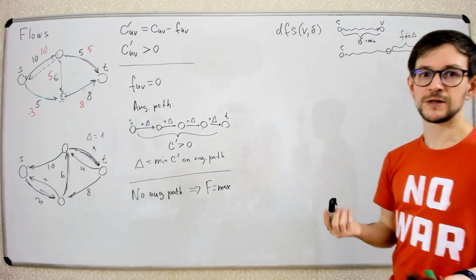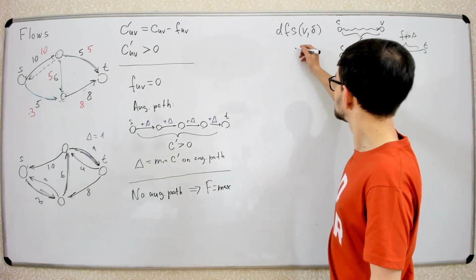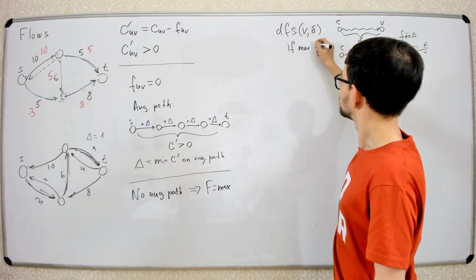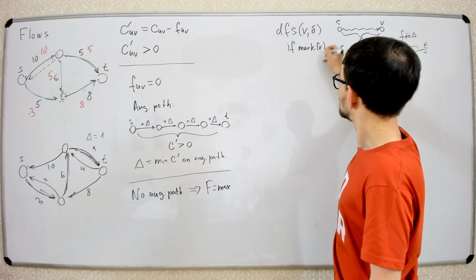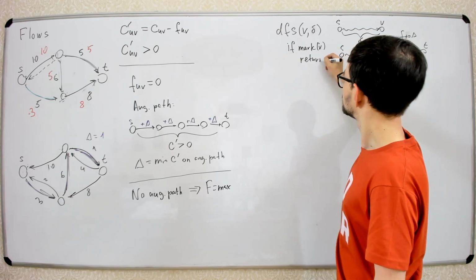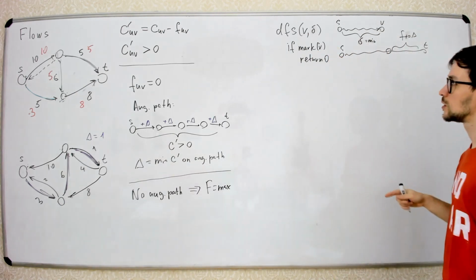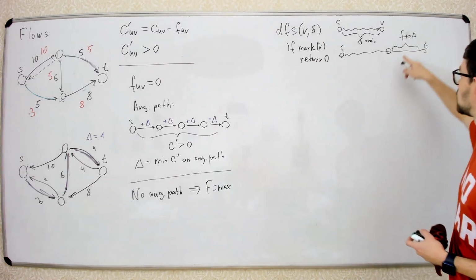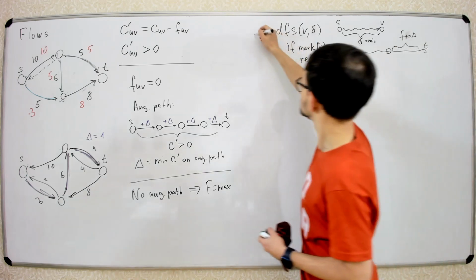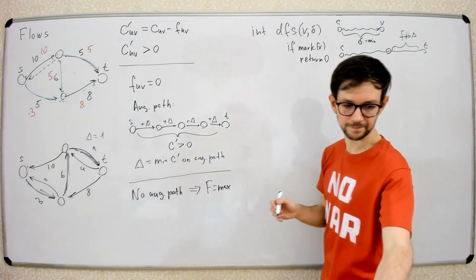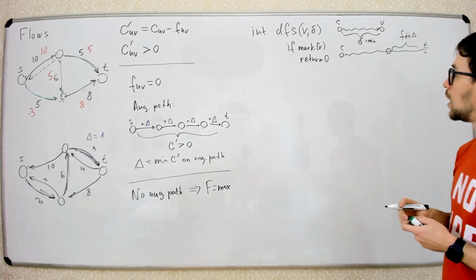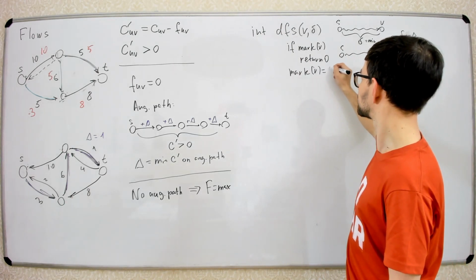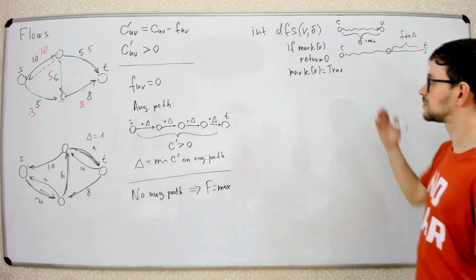Well, let's see. So how to write DFS? You know how to write DFS, right? So we see if it is marked, we return 0. So the function DFS will return the amount of flow it can push. So it will return this delta. Now mark the node. So this is just simple DFS.